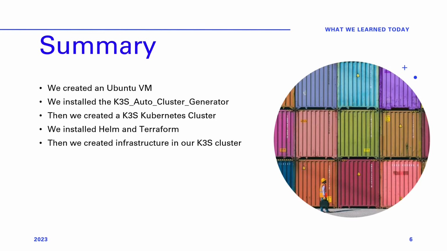1. We created an Ubuntu VM within our Proxmox VM server, laying the foundation for our journey. 2. Downloaded the K3S_auto_cluster_generator from our GitHub repository, a pivotal step that set the stage for what was to come. 3. Embarked on a journey of creating a K3S Kubernetes cluster in a one-of-a-kind manner, ingeniously incorporating domain names right within the node list.